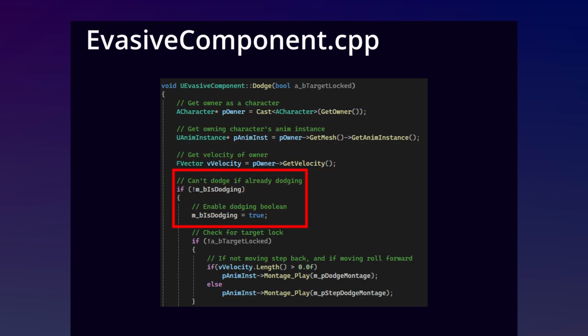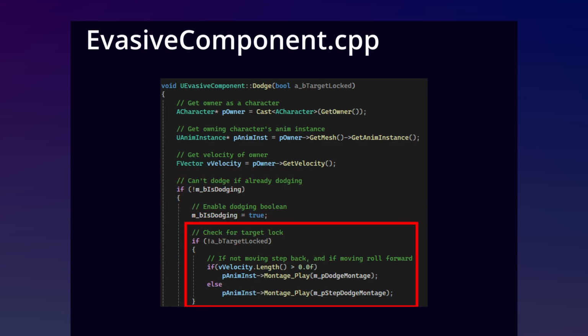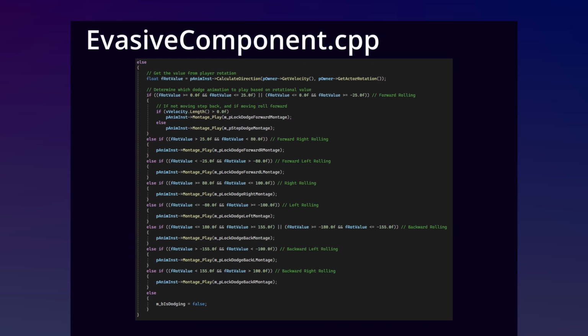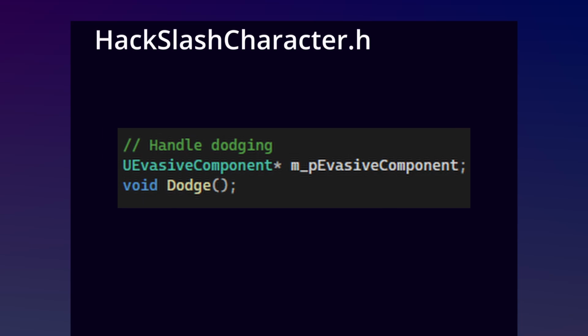If they aren't already dodging, then we're going to check if they are target locked. If they aren't, well, then we'll check if they're moving. If they are, then we'll play the simple dodge roll, but if not, we'll have them do the simplest step back dodge. If the player is target locked, we're going to get the directional value in a similar manner to how we got it in our animation blueprint, and we're going to use that value to determine which montage to play. Now that's everything we're going to need in the Evasive component.